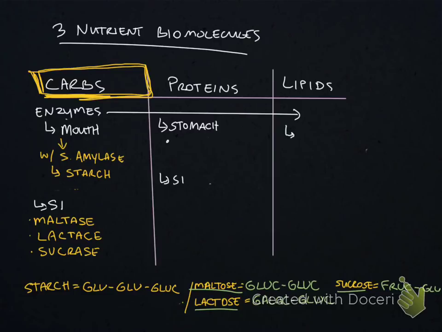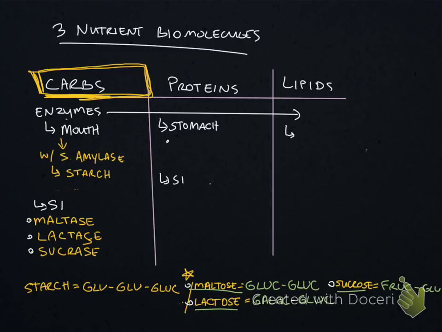So these here in yellow are disaccharides, so two monosaccharides bonded together, and these enzymes here in the small intestine, maltase, lactase, and sucrase, break down these disaccharides, maltose, lactose, and sucrose, into monosaccharides like glucose molecules or galactose molecule or fructose molecule. So make sure that you know these.